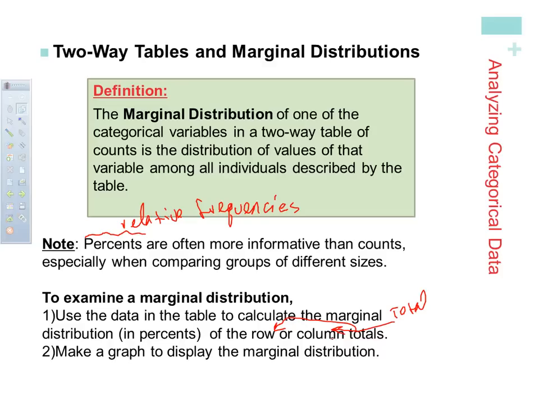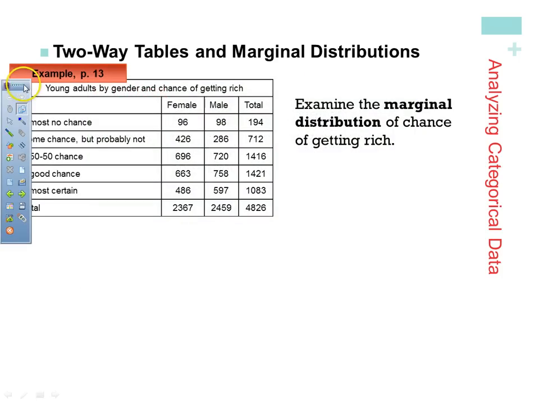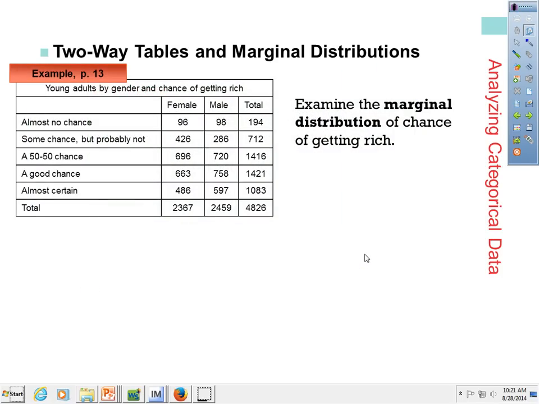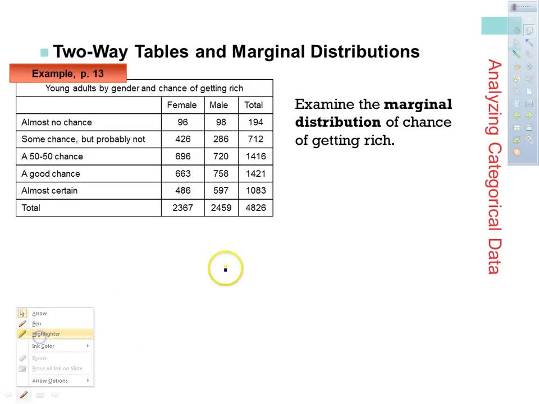Now, it's just a way to break down the information that's in the two-way table. So to take a look at a marginal distribution, we're back to our opinion with young adults about whether they're going to get rich or not by the time they're 30. If we want to examine the marginal distribution of chance of getting rich, that's the deal.